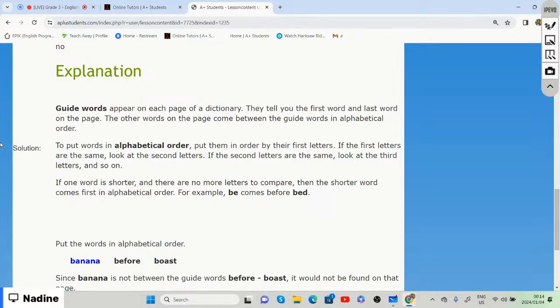And if the first letters are the same, we then look at the second letter, which means that we look at the first and the second letters. And if those second letters are also the same, then we look at the third letter also. And like I say, if the third letter is the same, then you look at the fourth letter and so on, up until you get the words put in order. And if there's a word that is shorter than another word, if you need to compare it, then the shorter word we put first.